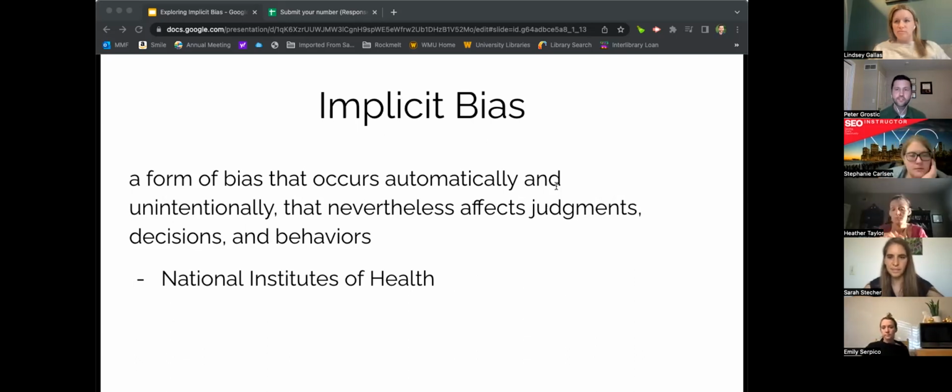But what we're talking about today are those biases that we are not aware of. That's really important. We're not aware of them, okay? But never fear, there are things we can do about it before we get into doom and gloom.